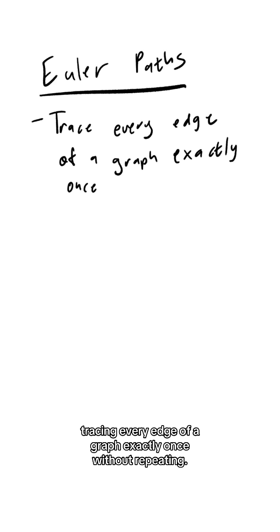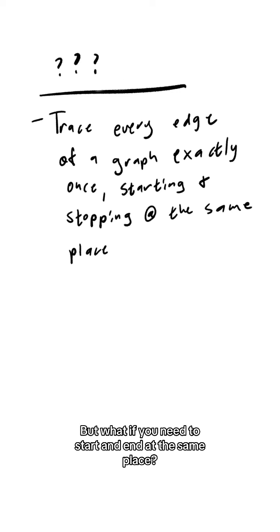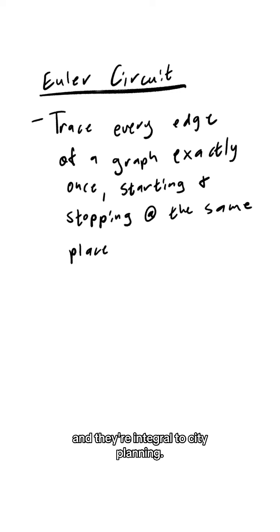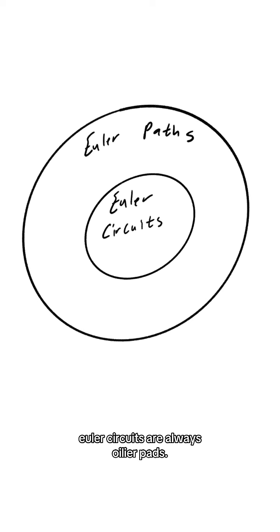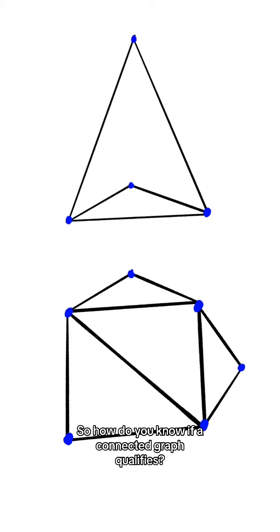Last time, we talked about Euler paths, tracing every edge of a graph exactly once without repeating. But what if you need to start and end at the same place? That's called an Euler circuit, and they're integral to city planning. Euler circuits are always Euler paths, but not all Euler paths are Euler circuits. So how do you know if a connected graph qualifies?